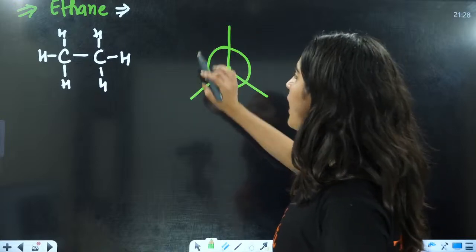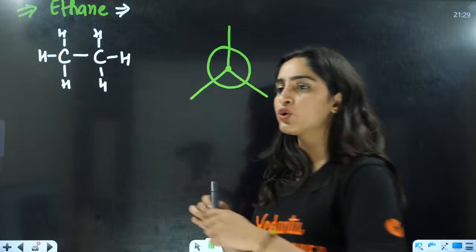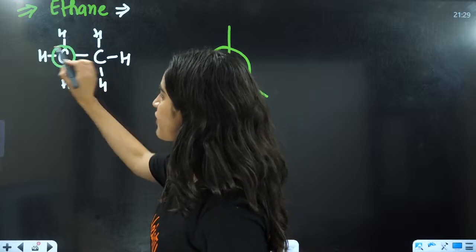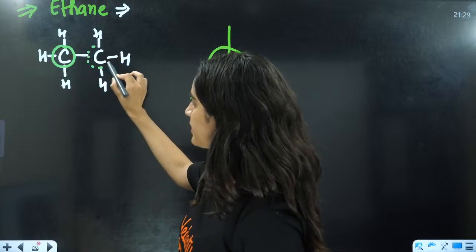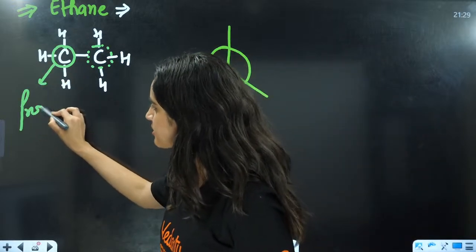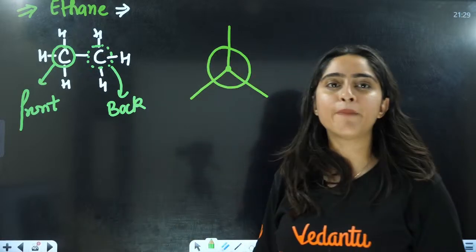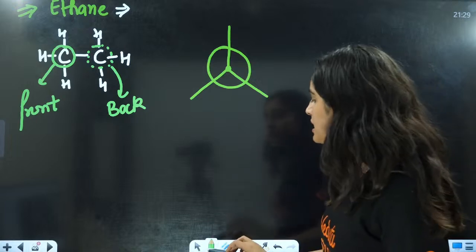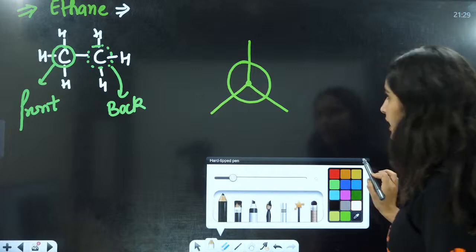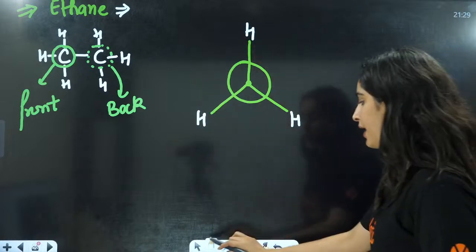Okay. So now here you have this carbon. This is the first carbon, the front carbon, and this is the second carbon, the back side carbon. So I am going to draw it here. Here you have 3 hydrogens, 1, 2, and 3. These are the 3 hydrogens.